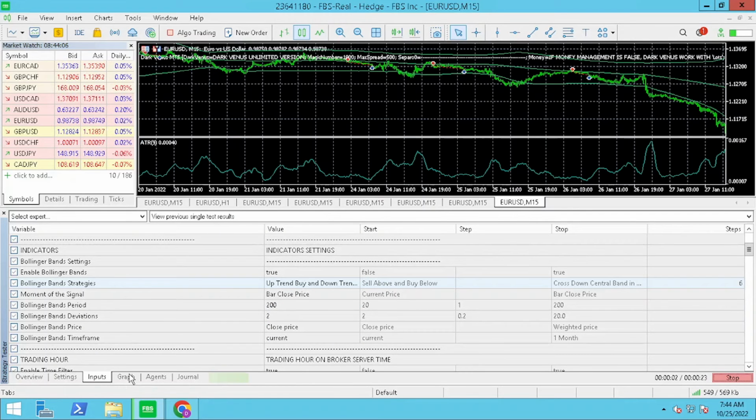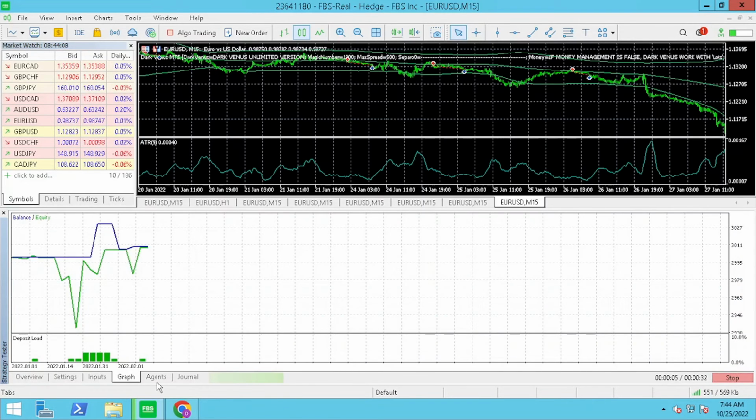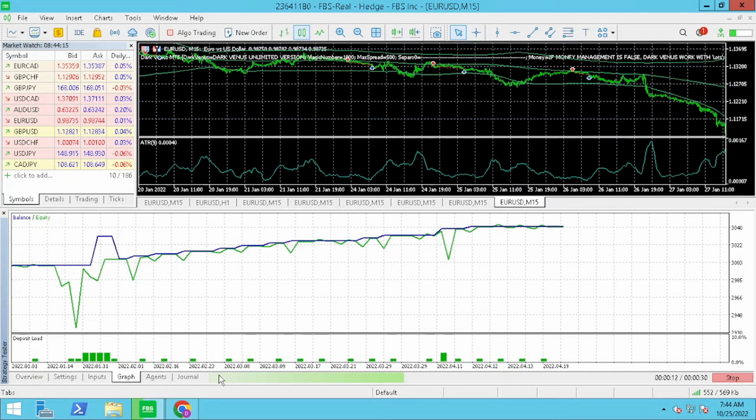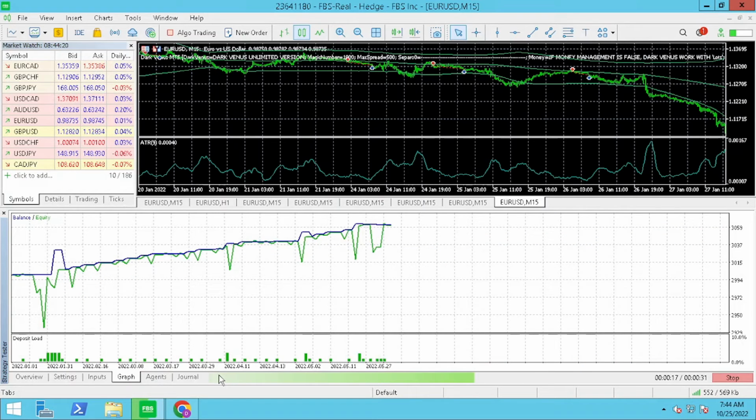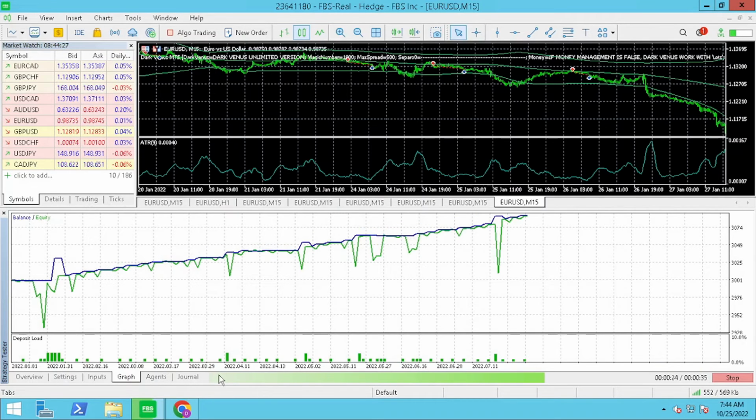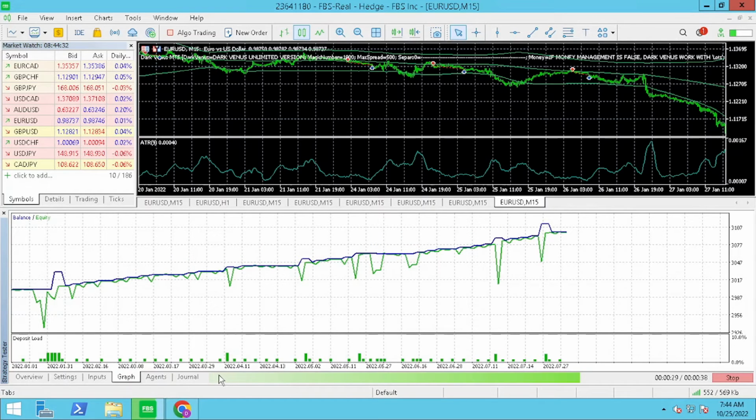Let's quickly run the graph again. As you can remember, this strategy did really well over the testing period of the last year on the 15-minute time frame. As with any cost averaging or grids EA, you will see periods of drawdown for the expert advisor. However, it is able to handle it and continue on a positive curve. So this is for the last year on the Euro USD 15-minute time frame.